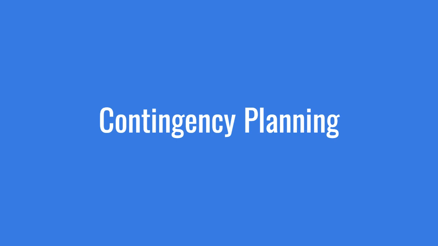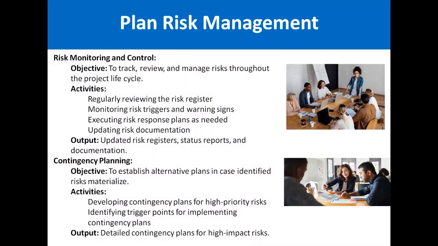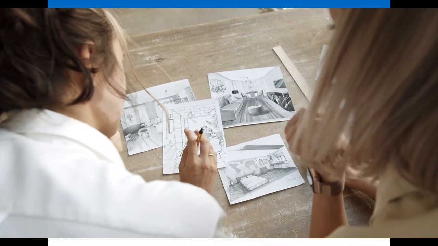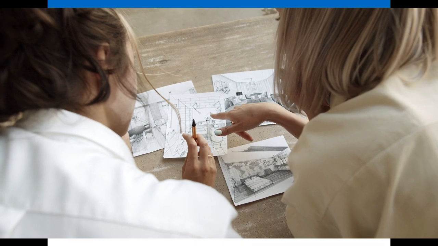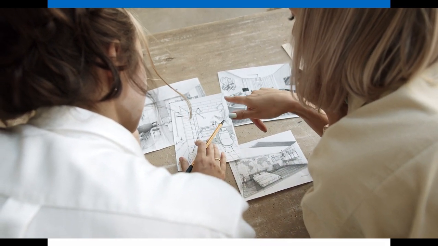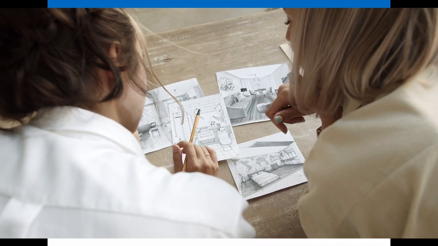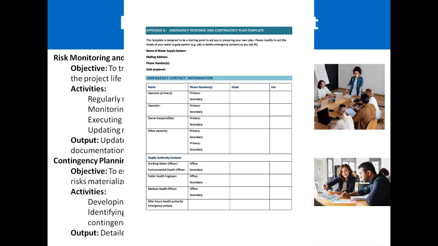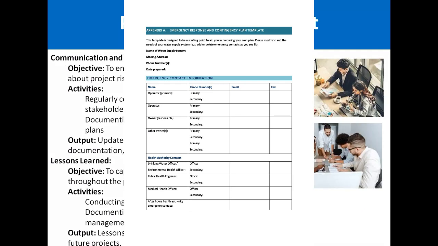Then contingency planning means establishing alternative plans in case an identified risk materializes or happens in a project. Develop a contingency plan for high priority risks, identify trigger points for implementing the contingency plan, and a detailed contingency plan for high impact risks. And a contingency plan is the alternate plan if that risk occurs, so you will go for the alternate plan.